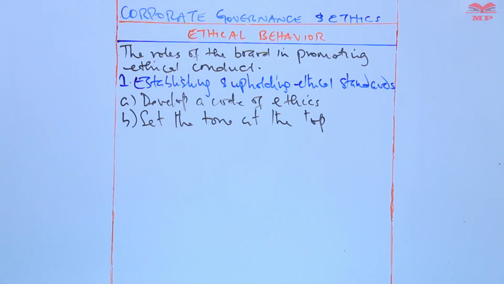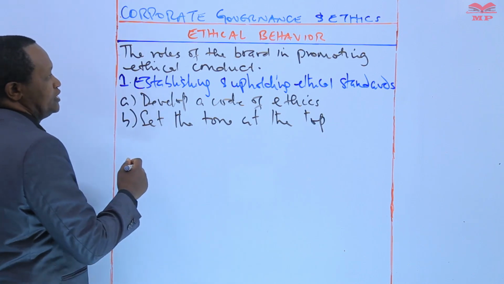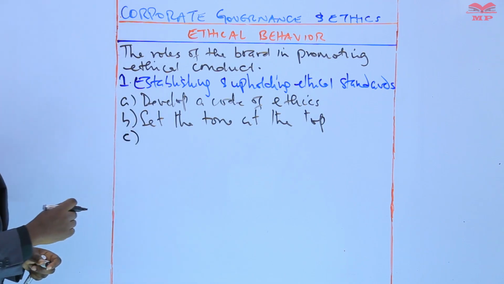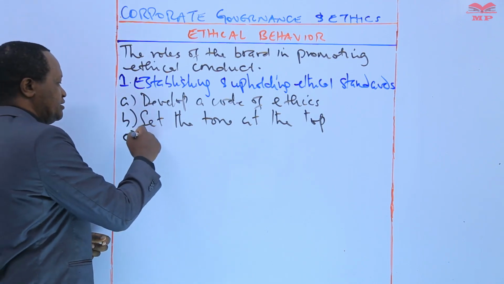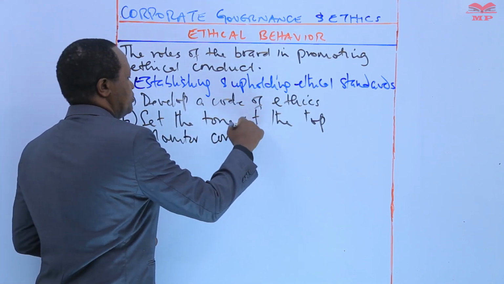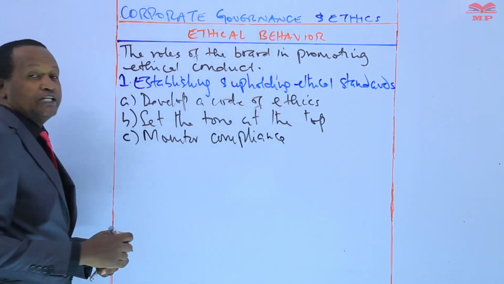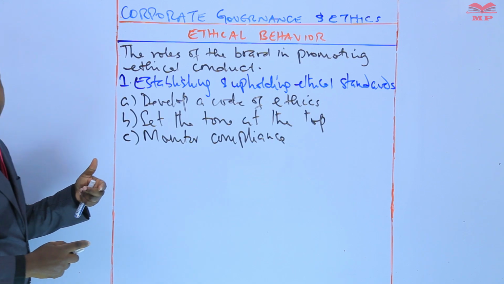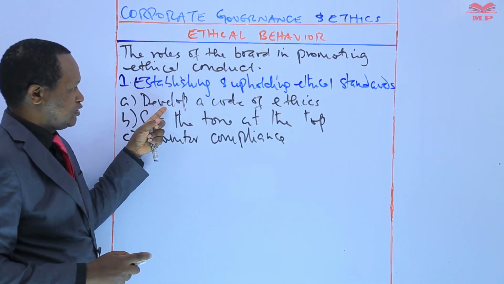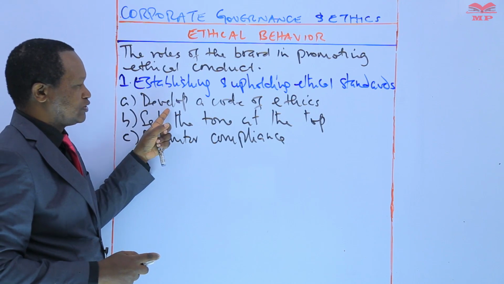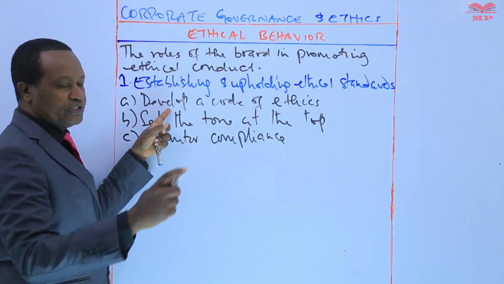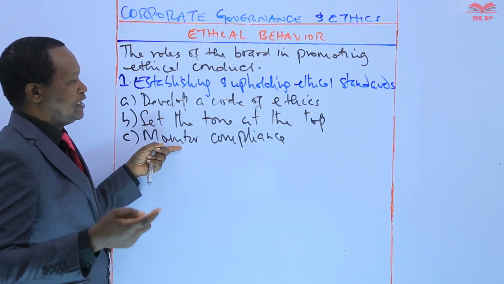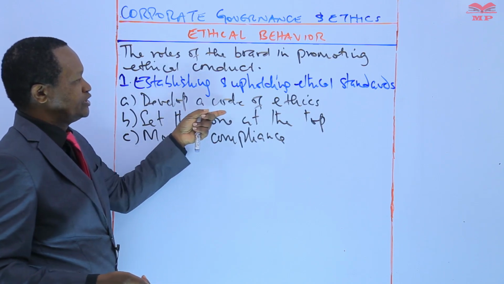Then the third way of establishing and upholding ethical standards is by way of monitoring compliance. Monitor compliance. The board should establish mechanisms to monitor compliance with the code of ethics, because you first develop the code, then communicate this code of ethics to all the employees. Then the board should put in place mechanisms to check if the employees are adhering to this code of ethics.